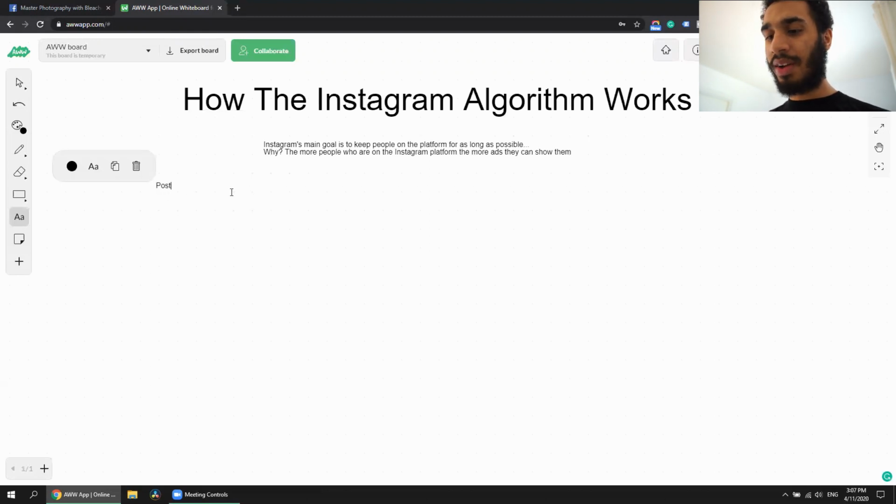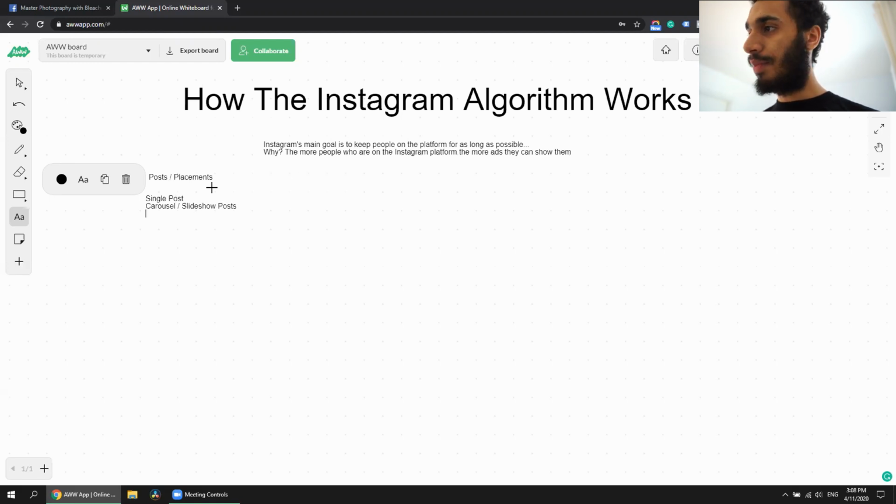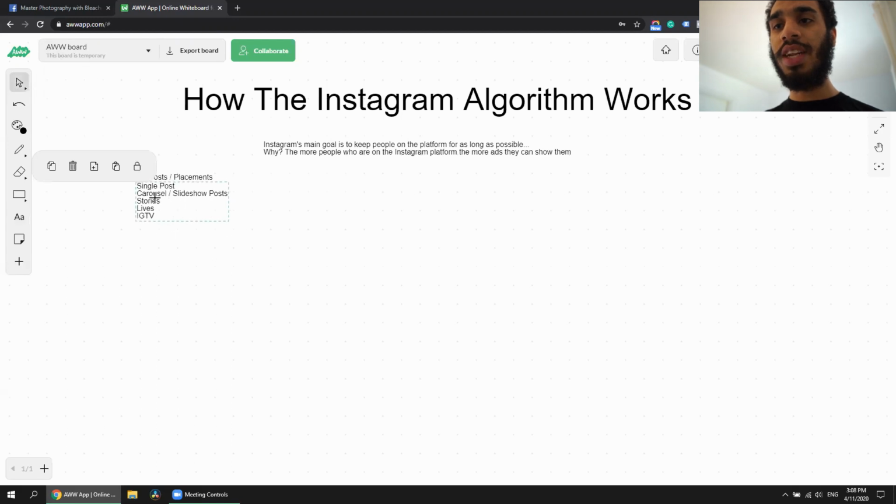So the first thing I want to talk about is posts and placements. Basically, Instagram has certain posts and certain placements. Let's talk about some of those. The first one is a single post, and then they have carousel posts or slideshow posts. They also have Instagram stories, Instagram lives, and IGTV videos. So these are all the different placements you could use on Instagram to promote whatever you're promoting.